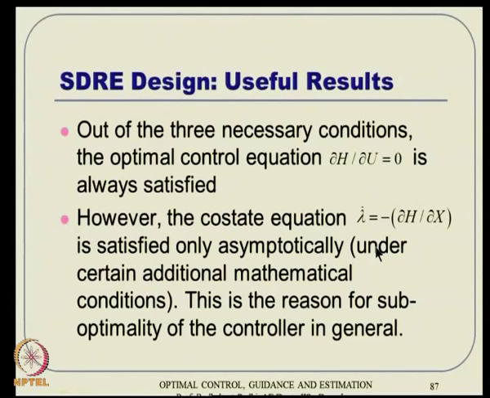And why it is suboptimal, not necessarily optimal, is because out of the necessary conditions, the state equation is anyway satisfied. In addition to that, the optimal control equation is also always satisfied. The one that is not satisfied is the co-state equation. But this co-state equation will also get satisfied asymptotically. As the control starts getting applied to the system, it will start satisfying.